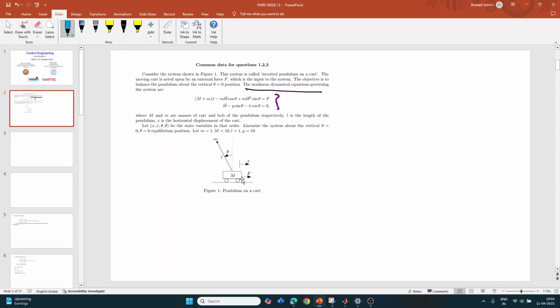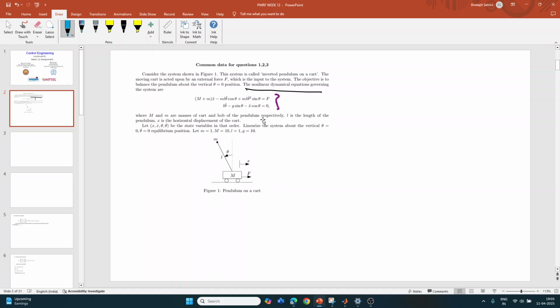The mass of the cart is capital M and the pendulum has a mass of small m. They have mentioned M and m equal to 10. The length of the wire the pendulum is tied to, the inverted pendulum structure, is l equal to 1, and g equal to 10. Then there is the frictional coefficient part.